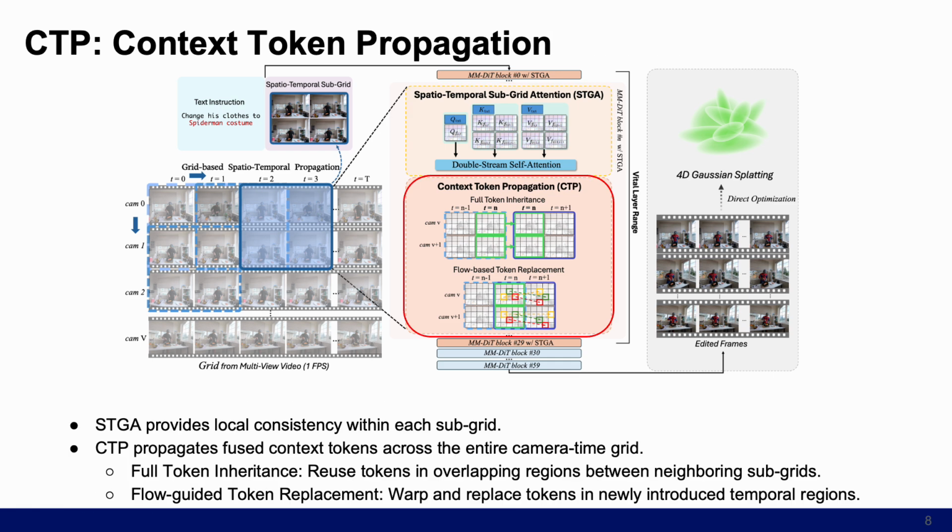While STGA provides local consistency, we also need to propagate this information across the whole camera time grid. For this, Dynamic-eDiTor introduces context token propagation. CTP has two strategies. For overlapping regions between consecutive subgrids, we use full token inheritance, directly reusing previously fused tokens. For newly introduced temporal regions, we use flow-guided token replacement, which aligns tokens over time before propagation. Together, these strategies maintain coherent feature flow across views and time.